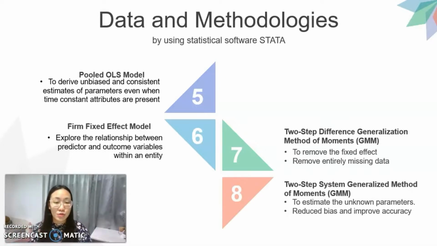The first one is the two-step difference generalized method of moments, which is to remove the fixed effect and to remove entirely the missing data. And the last one is the two-step system generalized method of moments, GMM, which is to estimate the unknown parameters and also reduce bias and improve accuracy.